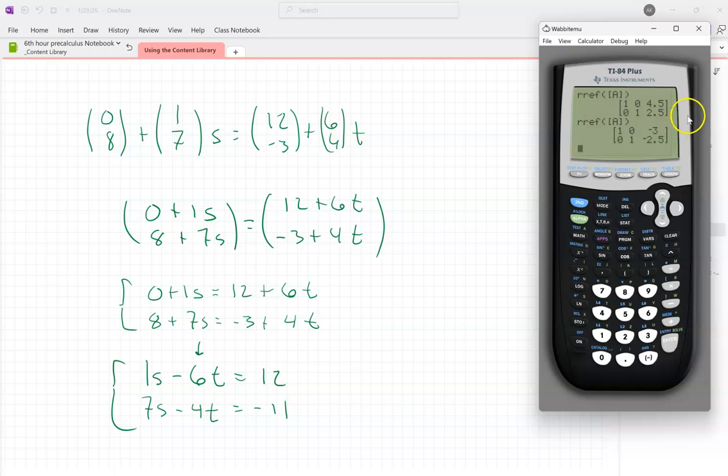So what this reads as, each row represents an equation. This first row represents 1s plus 0t equals -3. So I know that s is -3. The second row says 0s plus 1t is equal to -2.5. So I know t is -2.5.